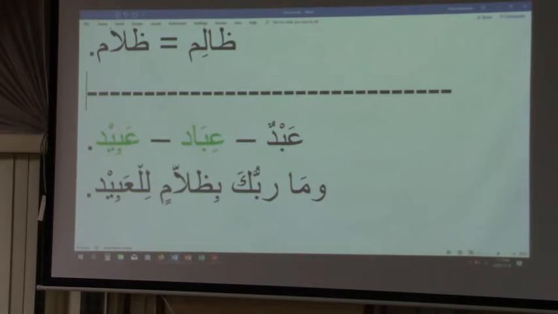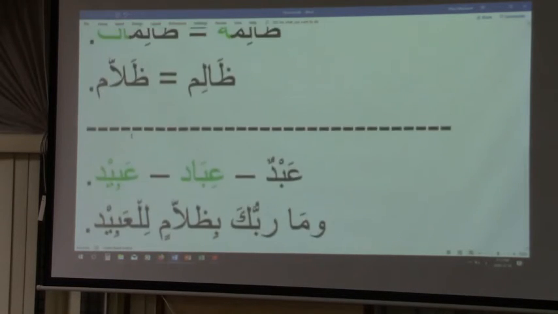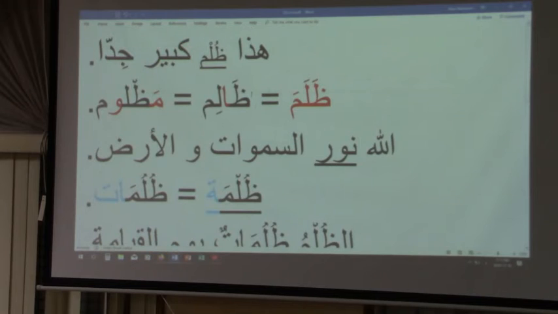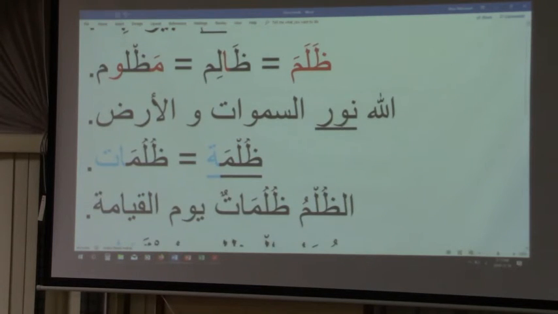Are you done with writing? Yes. Okay, let's go from the top. So for the sister, you can follow up with us now. We have now the word ظَلَمَ. The meaning of ظَلَمَ? To oppress. ظالم, oppressor. مظلوم, good. Now, الله نور السماوات والأرض. Allah is the light of the skies and earth. So now, nur is light. The opposite of nur, ظلمة. Right?